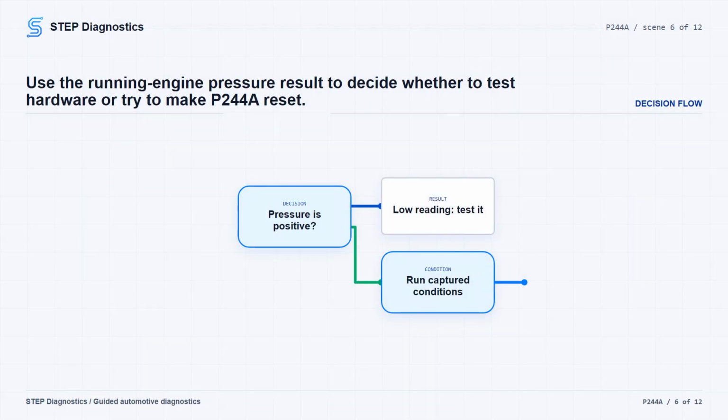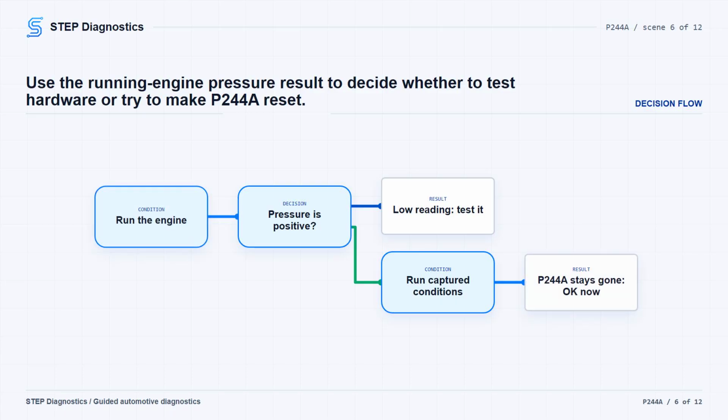If the ignition on value is in range, run the engine and check particulate filter differential pressure again. With the engine running, the value should be greater than 0 kPa, 0 psi. If it is 0 kPa, 0 psi or less, go to circuit and system testing. If it is greater than 0 kPa, 0 psi, reproduce the operating conditions for the monitor, or reproduce the captured conditions from the failure data, and confirm P244A does not reset. If the code does not return, the check is all okay at that time. If it does return, continue into circuit and system testing.